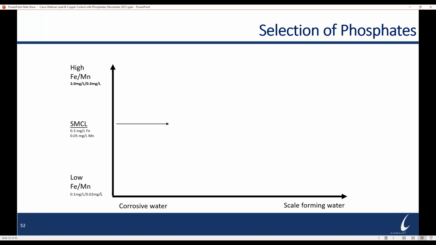What does this mean? Product-wise, it means if you've got no iron and manganese, you've got no hardness, you're typically going to be an ortho or a zinc orthophosphate product.